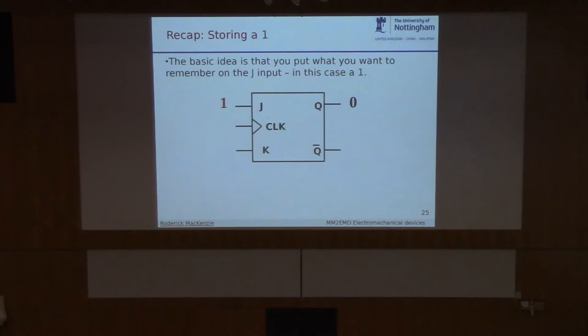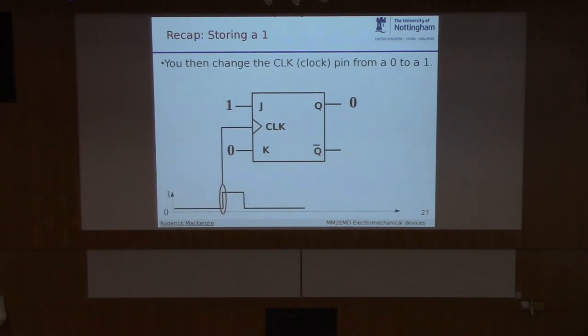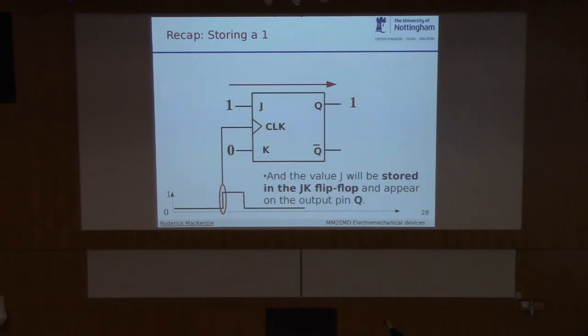So when you want to store a 1 on a JK flip-flop, what you do is you put a 1 on the input, on the J pin, we then put a 0 on the K pin, and then we apply a clock pulse. And when this clock pulse goes from 0 to 1, the JK flip-flop says, right, I now need to remember what is on the input. So it memorizes a 1 on the J and a 0 on the K, and then on the output pin Q, it sticks a 1.